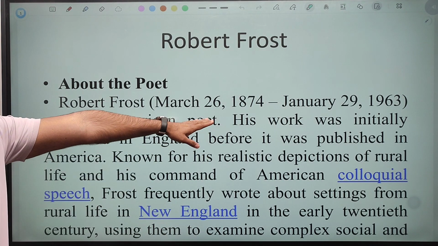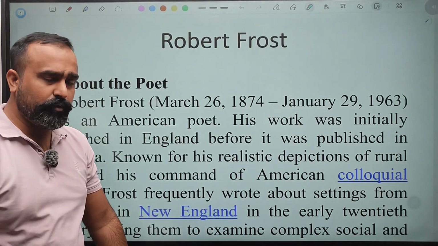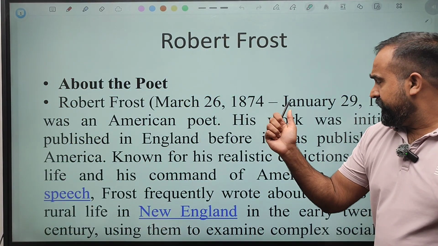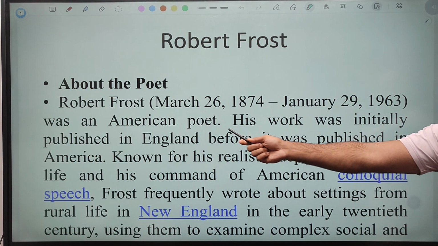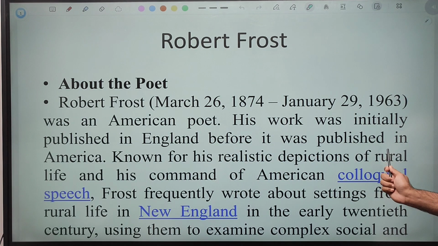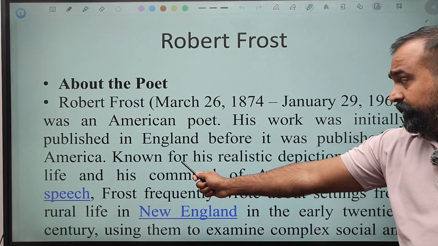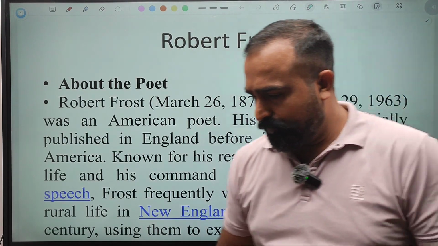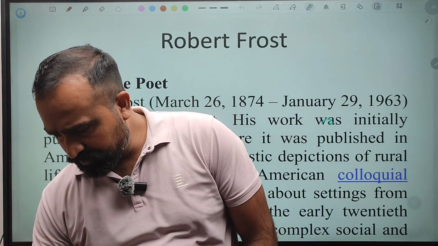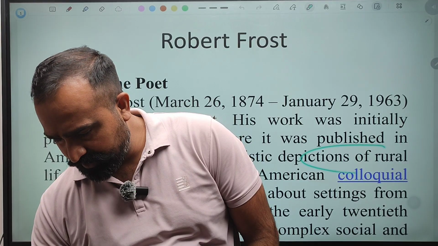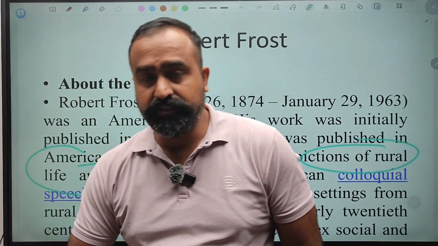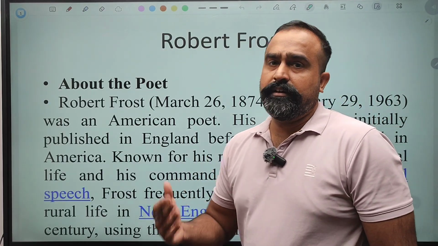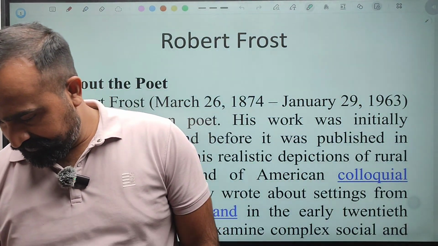So Frost was born on March 26, 1874. He died in 1963. He was an American poet. His work was initially published in England before it was published in America. Known for his realistic depictions of rural life, very important over here. He was known for his depictions of rural life and his command of the American colloquial speech. So he was writing more about village life, rural life.